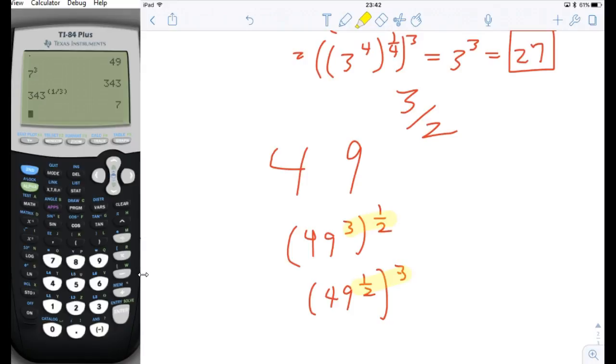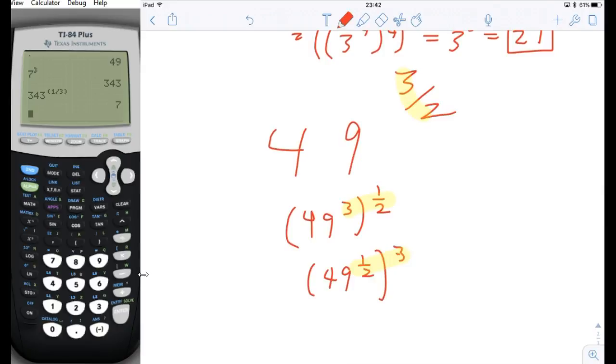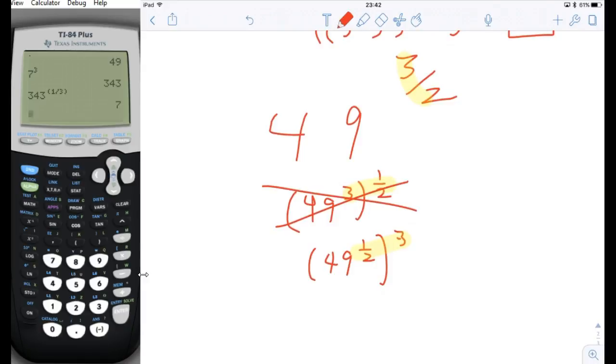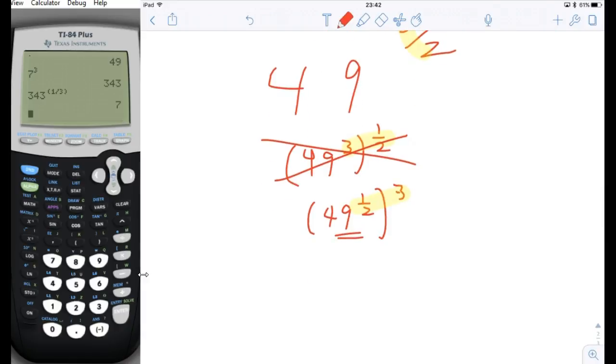Because you multiply 3 times a half, or 1/2 times 3, you get 3 halves, right? All right. So we don't want to do this one because we're going to get a ginormous number. We're going to do this one because actually we know that the square root of 49 is 7, right? 7 times 7 is 49. So actually that's equal to 7 cubed.